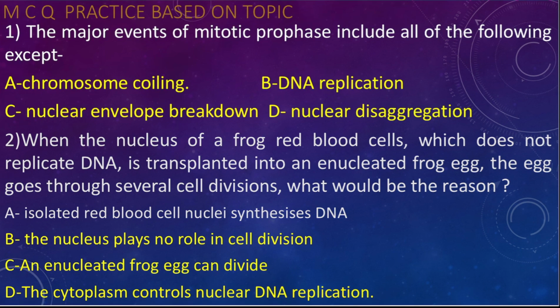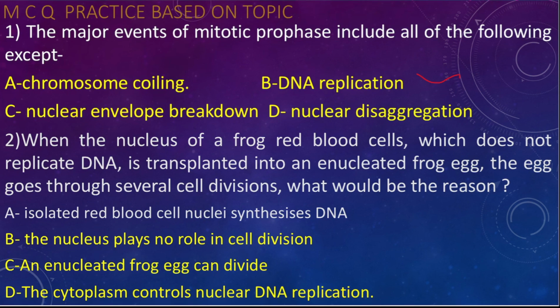MCQ practice based on the topic. I have written two questions here. You should pause this video, read them and try to answer these questions by yourself. The major events of mitotic prophase include all of the following except: chromosome coiling, DNA replication, nuclear envelope breakdown, nucleolar disaggregation. What does not happen in prophase of mitosis? DNA replication doesn't happen. It happens in S phase, not prophase.